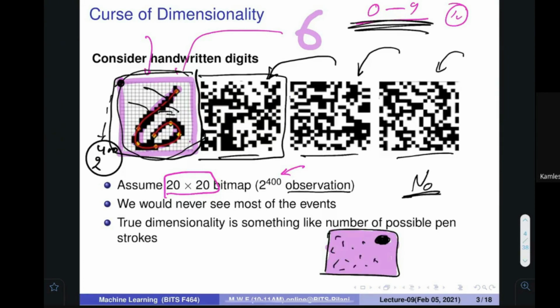But they are garbage. So true dimensionality: if you consider all those factors, what are the available things from where my data is coming, if you consider that particular thing, then you would be able to expose what is the true dimensionality of the data.